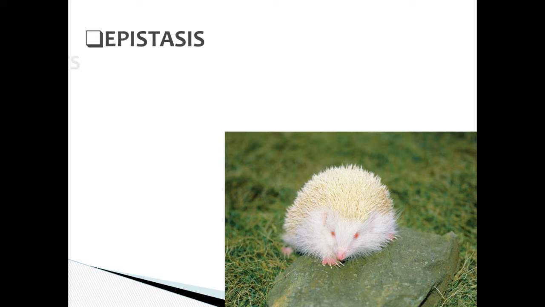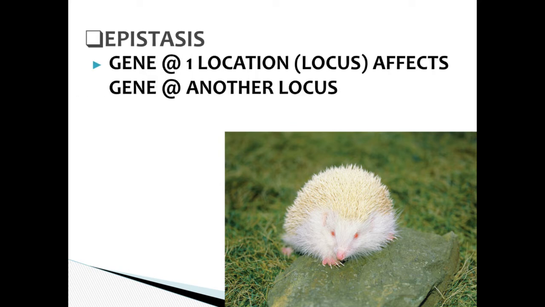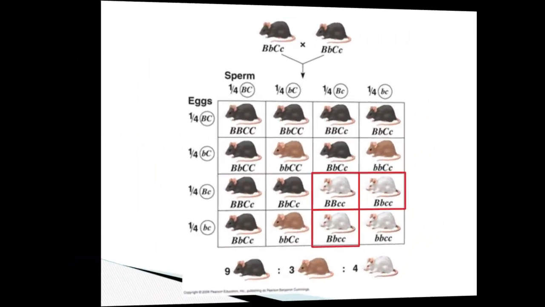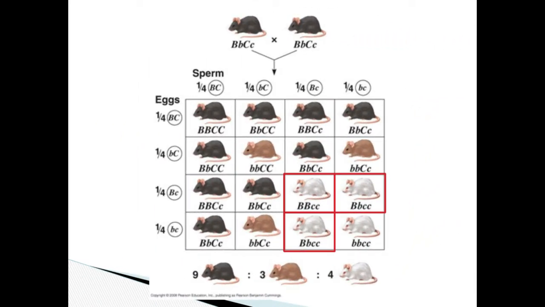In epistasis, a gene at one location alters the phenotypic expression of a gene at a second location. An example will help clarify this concept. In mice and many other mammals, black coat color is dominant to brown. For a mouse to have brown fur, its genotype must be little b, little b.